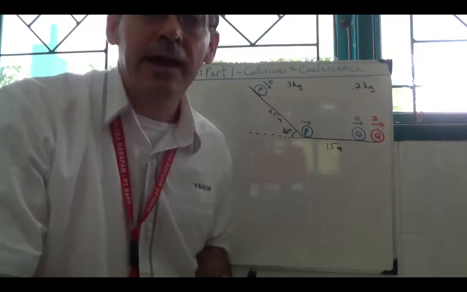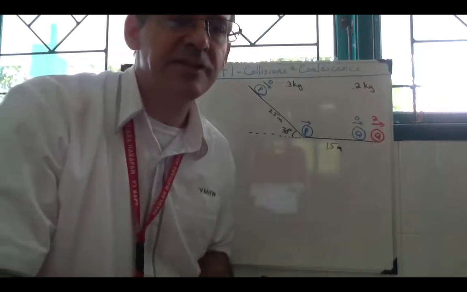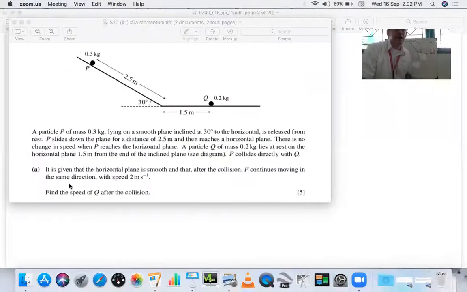So let's just check again really quick. Our question is find the speed of Q. Oh, P continues on with a speed of 2 afterwards. So we want to find the velocity of Q. Our particle P will have the velocity of 2. So I'll just put that there.